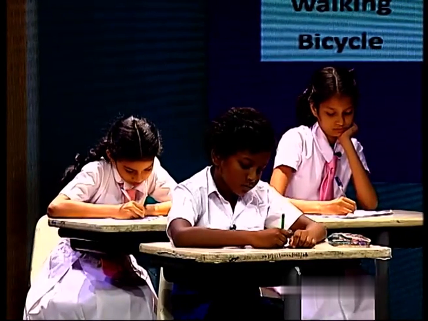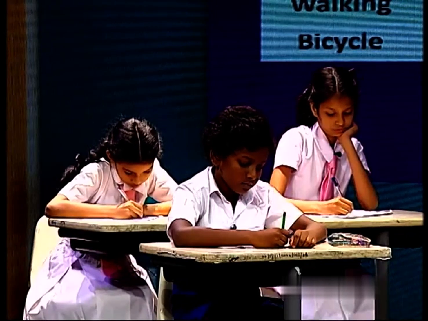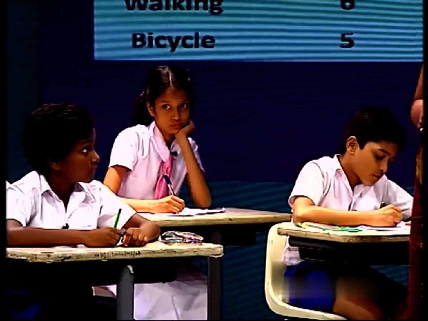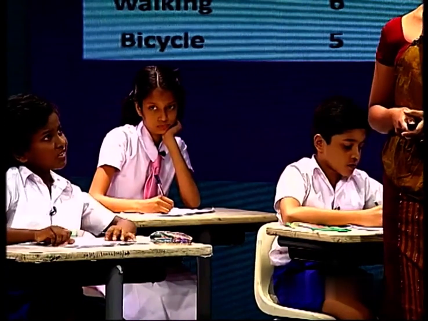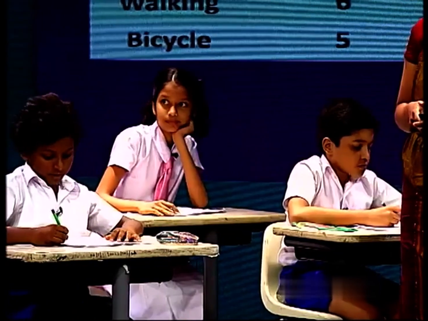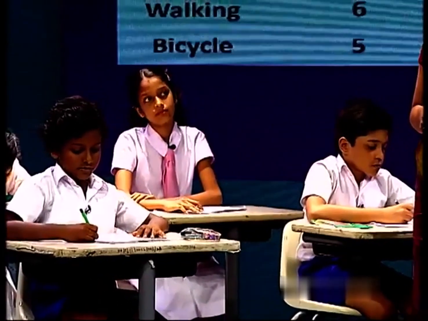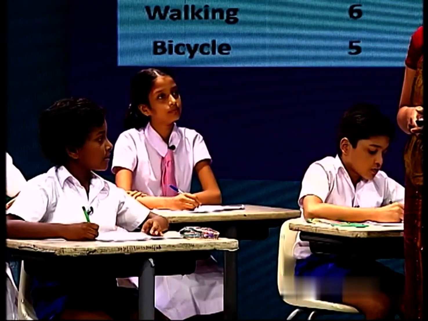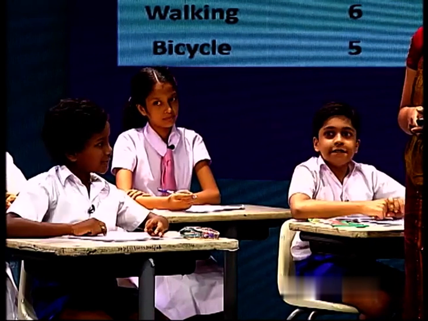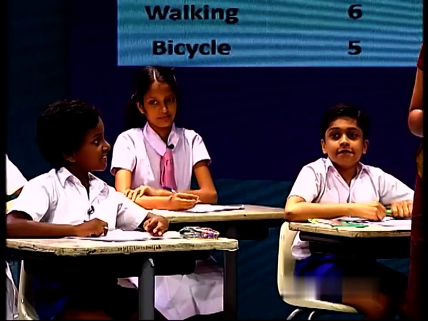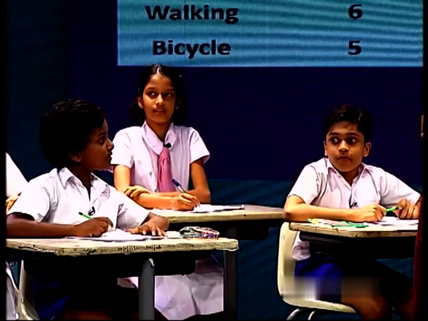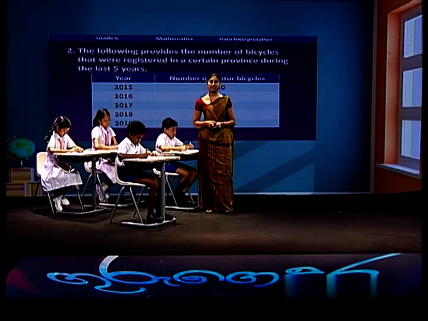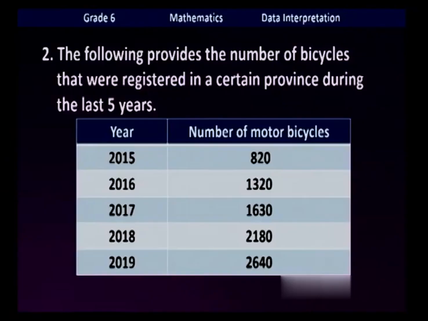20 plus 15 plus 6 plus 5. So what is the answer, Nesika? 20 plus 15 plus 6 plus 5. The answer is 46. Very good. Yes, the answer is 46.